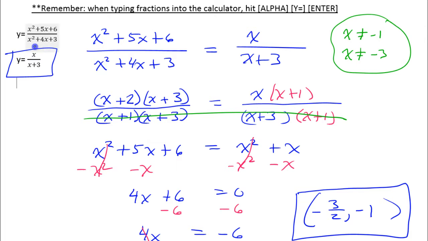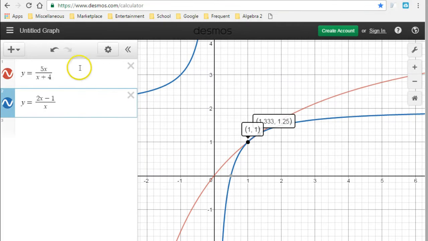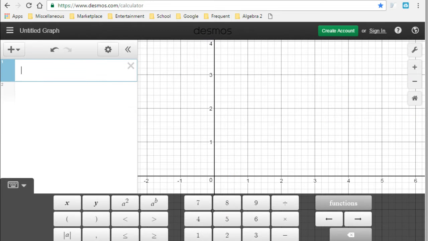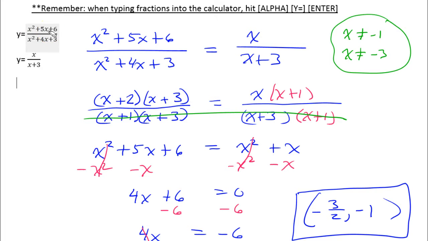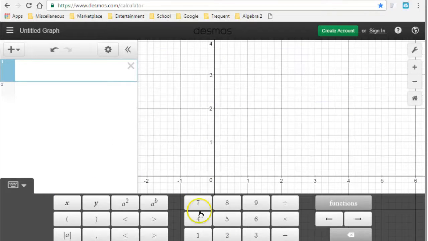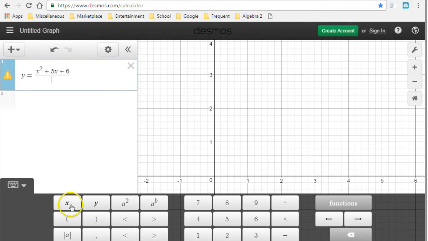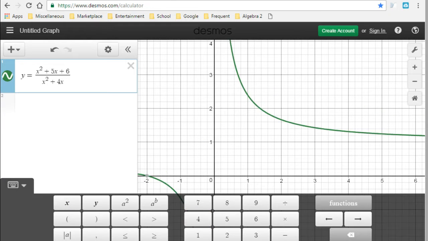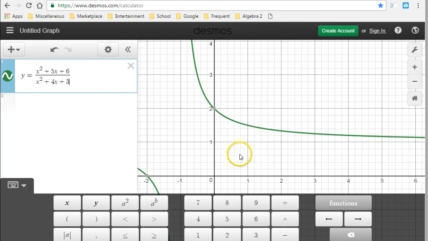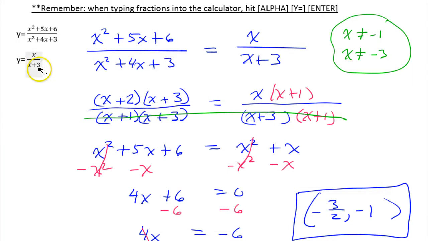And there it is. Let's just quickly see how we could solve this graphically. And again, let's use our phone as a graphing calculator. Use either the website desmos.com, or you can download the Desmos app. The top equation, I'm going to type y equals x squared plus 5x plus 6 over x squared plus 4x plus 3. And now the second equation is x over x plus 3.